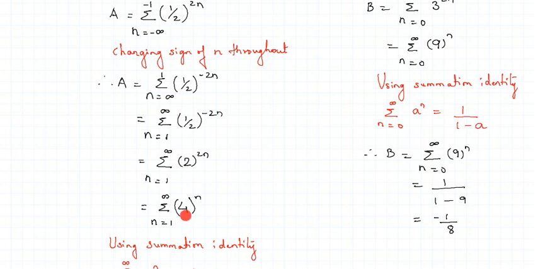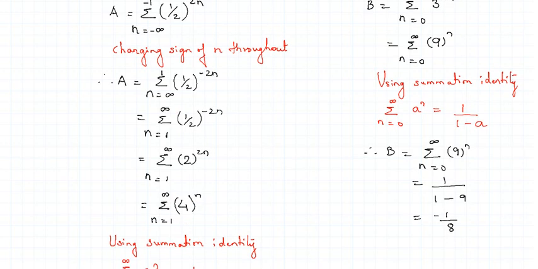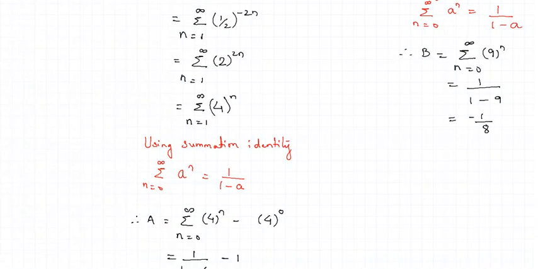So what remains is 4 raised to n. So now I have an equation which is going from 1 to infinity. The limit of the summation goes from 1 to infinity, 4 raised to n. Now let us see how to simplify this using the identity.